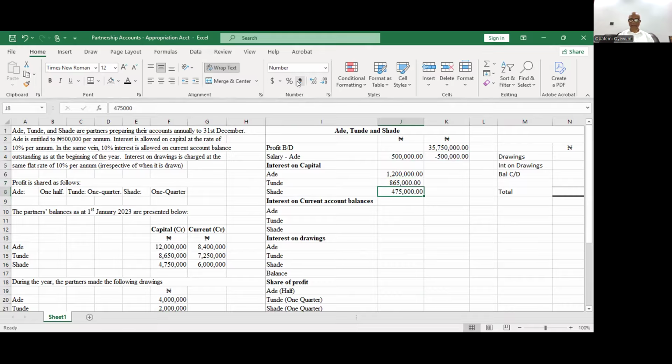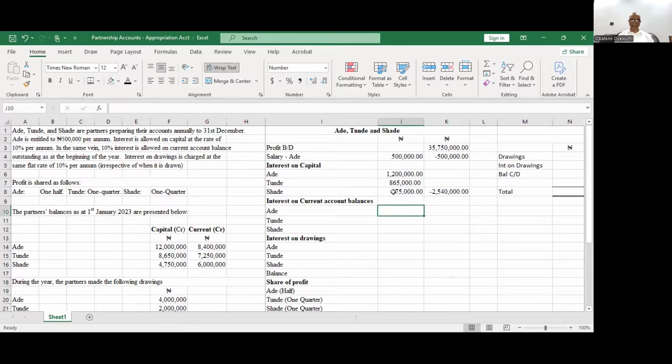So let's move on. What's the total of this? Interest on capital, the firm is the one that is paying, and so the implication on the profit is that there's going to be a reduction. So let's put the figure in the right perspective here. We can just put minus, the next one is also minus, then there's also minus, and then we have this figure there.